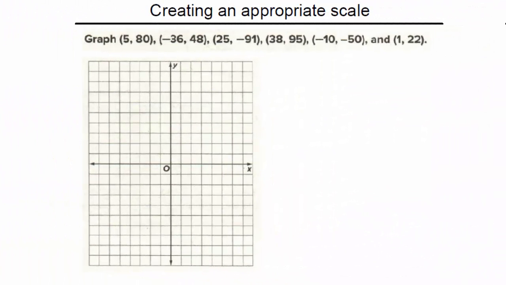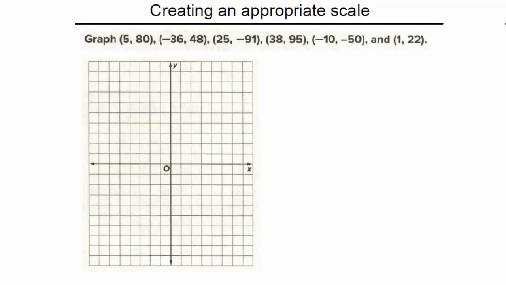Okay, so two more things we want to look at. Number one would be creating an appropriate scale, and the other one's going to be dependent versus independent on a graph, identifying which one's which, and maybe interpreting the graph a little bit. Anyway, we're looking at creating an appropriate scale.